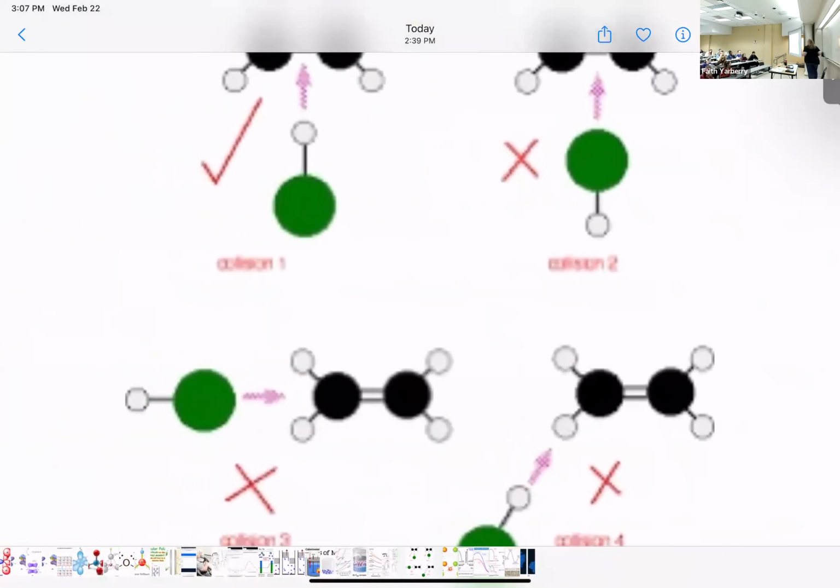So, collision theory. We've already introduced this concept, but I don't know if I've termed it collision theory. Collision theory basically says that the molecules must collide with the correct orientation for a reaction to occur.